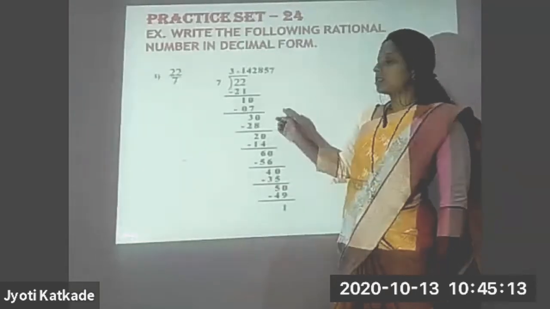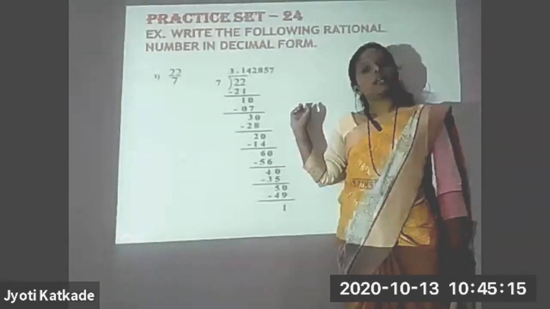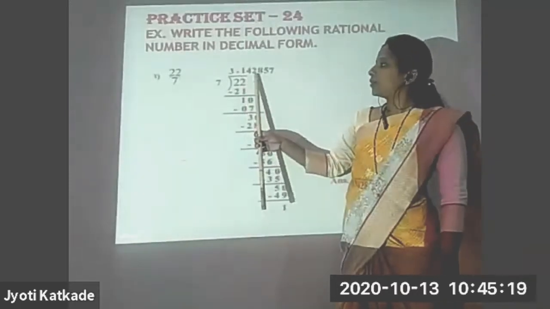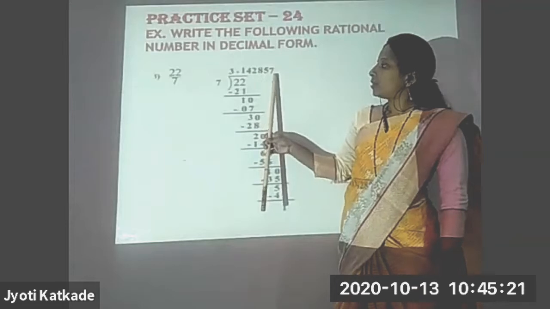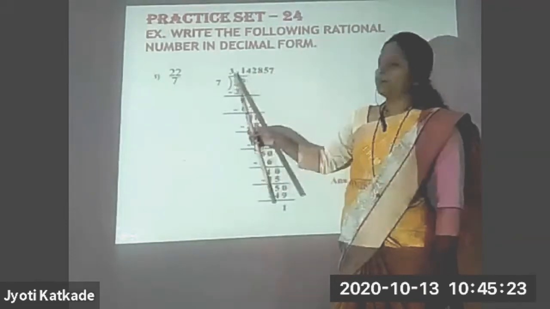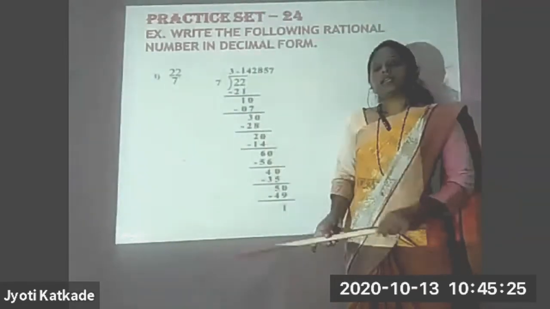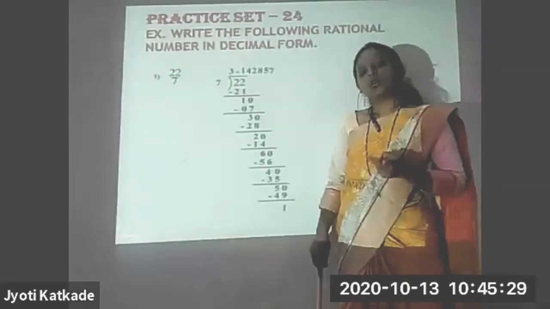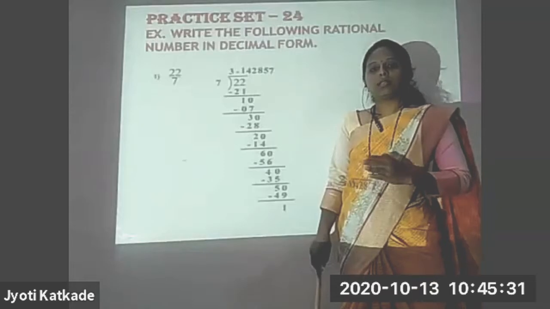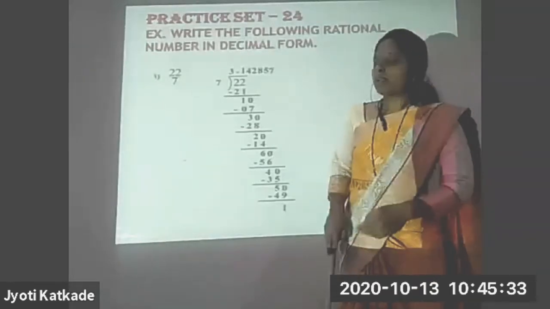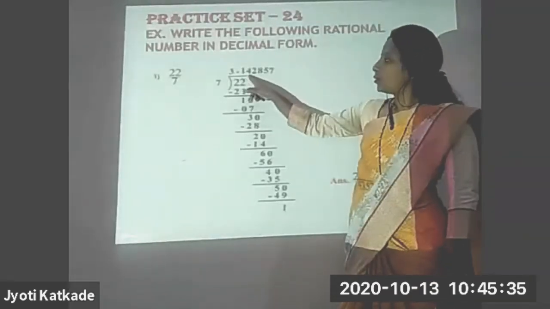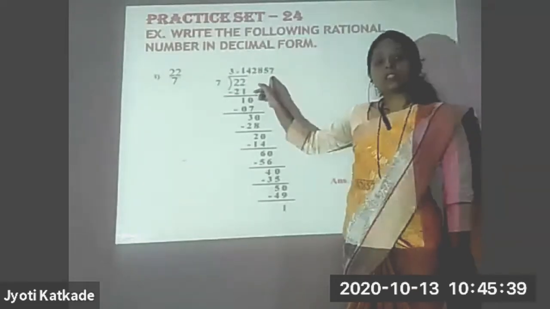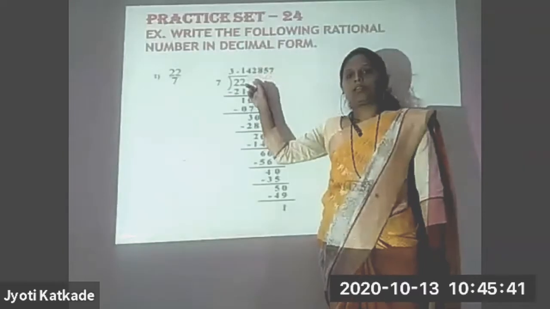Means this is the recurring decimal form. Means 1, 4, 2, 8, 5, 7, these 6 digits are repeating. In the examples we saw previously, 1 or 2 digits were repeating. But now see here, 1, 2, 3, 4, 5 and 6, 6 digits are repeating here.